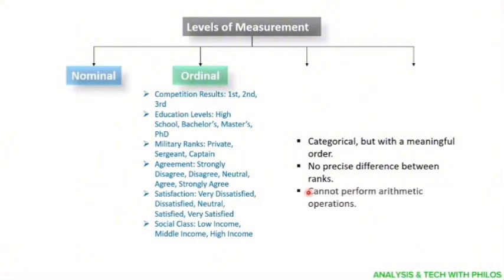Another feature is that you cannot perform arithmetic operations. Just like the nominal, you can't perform arithmetic operations. And for nominal level data, the best measure, let's say measure of central tendency, mean, median, mode.